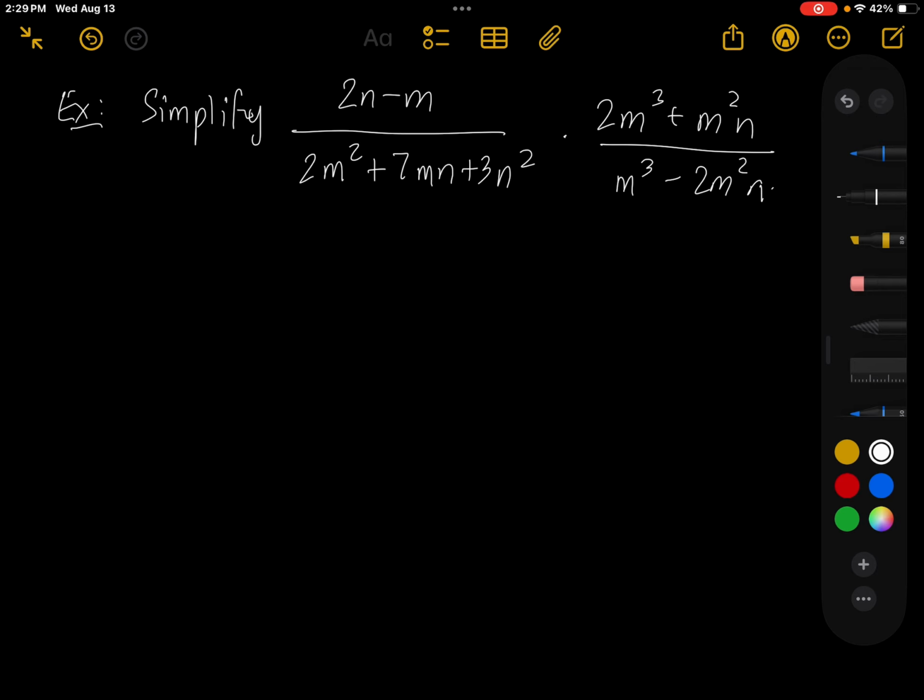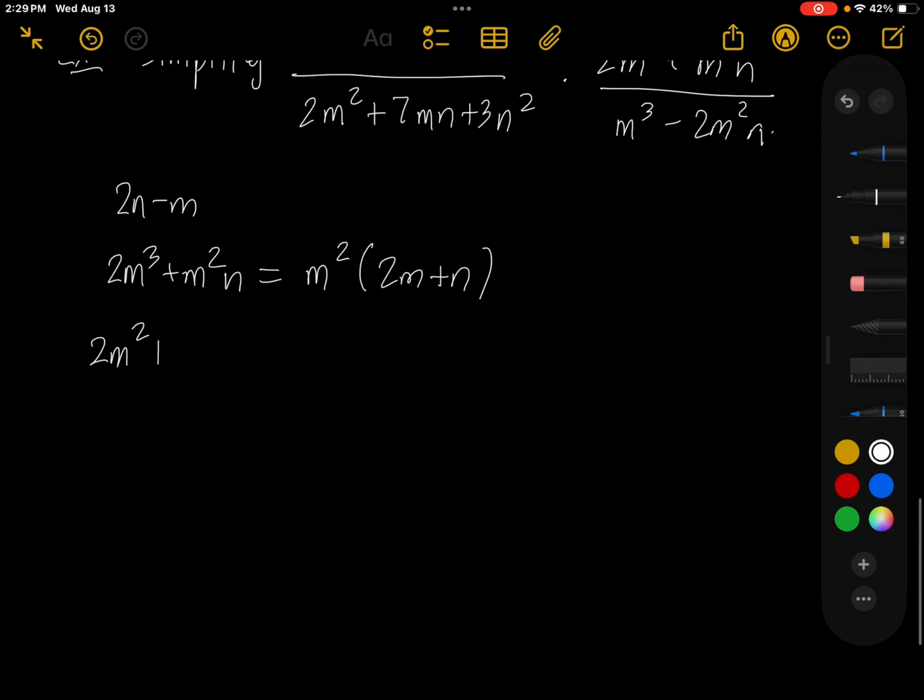Okay. Well, again, I'm going to see if I can factor anything. This 2n minus m on the top left, I can't factor that, so that's just 2n minus m. For 2m cubed plus m squared n, what can I factor out? I can factor out an m squared. And then I'm going to get what? 2m plus n.